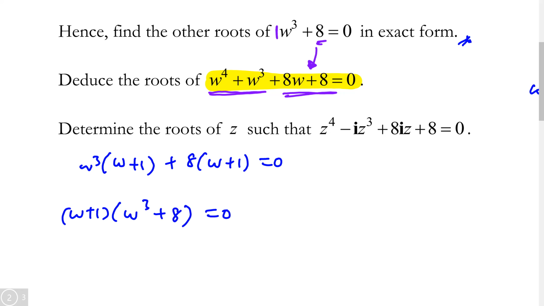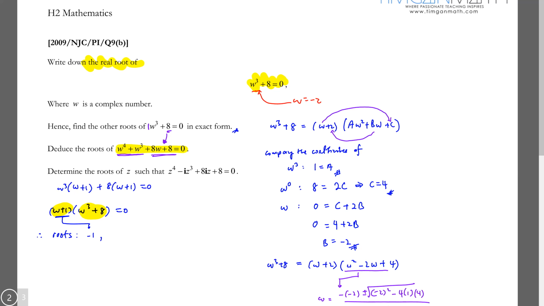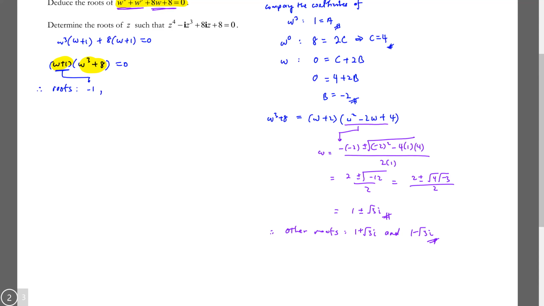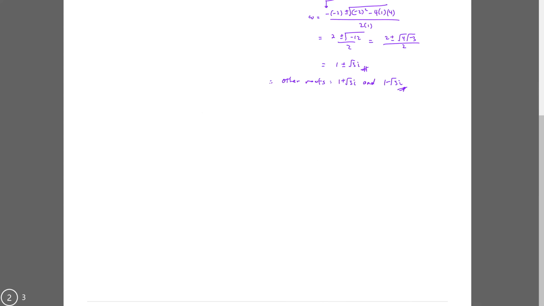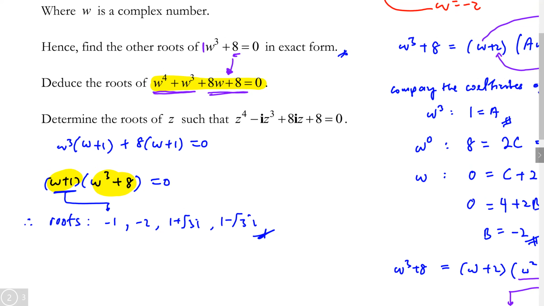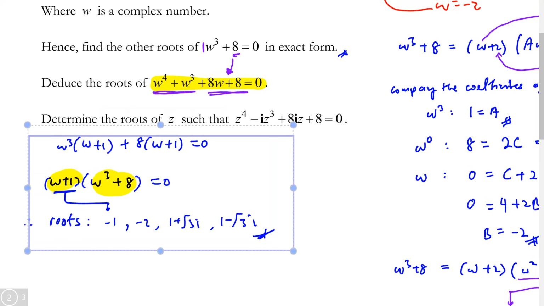So basically the roots for this equation would be the roots of this factor and the roots of that factor. The roots of this give you -1, and the rest would be the same as the previous one. So it's -2, 1 plus root 3i, and 1 minus root 3i. So that is how you get the roots for the second one. I just factorized it out by observation.